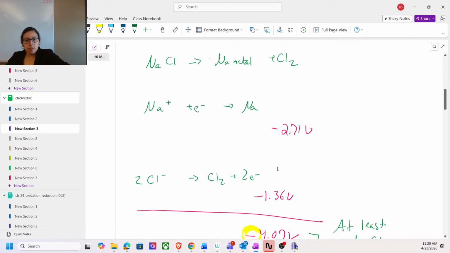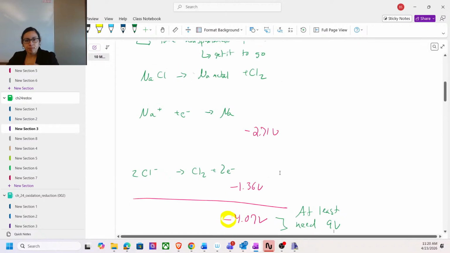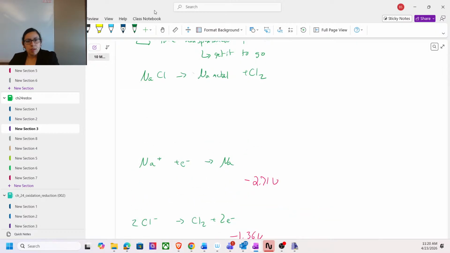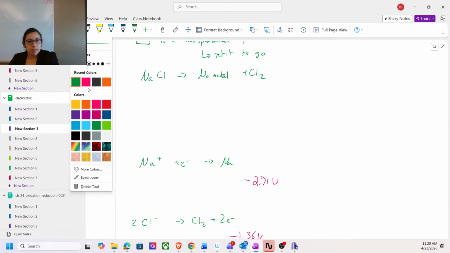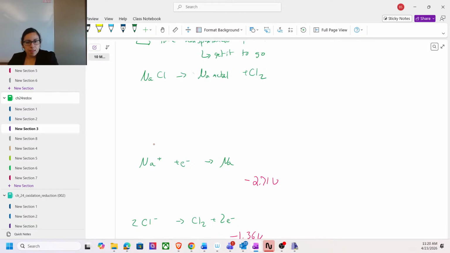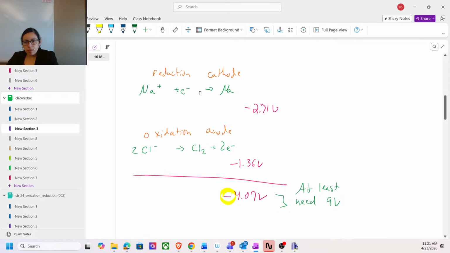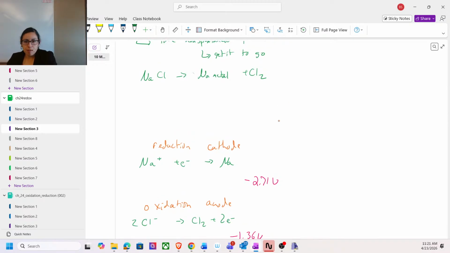And so now let's get into the schematics and where everything occurs. Typically by convention, reduction occurs at the cathode. So we have reduction at the cathode, and then we'll sketch out our battery. And then oxidation at the anode there. And then we can draw our little cell diagram.